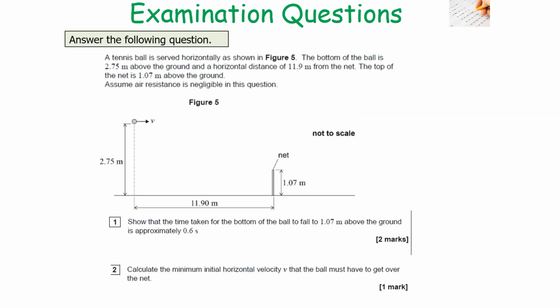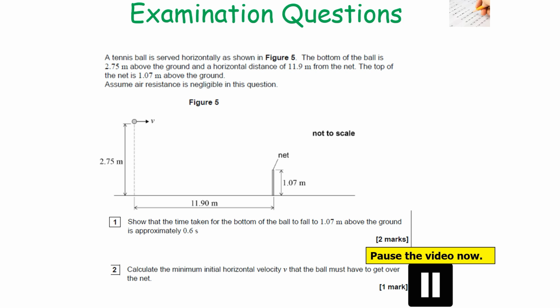Our next question says, a tennis ball is served horizontally as shown in figure 5. The bottom of the ball is 2.75 meters above the ground and the horizontal distance of 11.9 meters from the net. The top of the net is 1.07 meters above the ground. Assume air resistance is negligible in this question. So show that the time taken for the bottom of the ball to fall to 1.07 meters above the ground is approximately 0.6 seconds, and then calculate the minimum initial horizontal velocity which the ball must have to get over the net. So pause the video now, then unpause the video when you want to go through your answer.